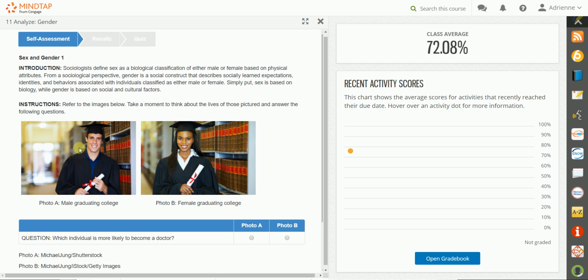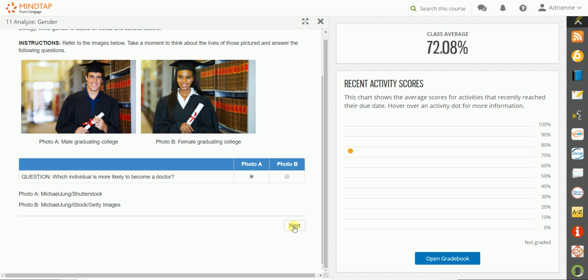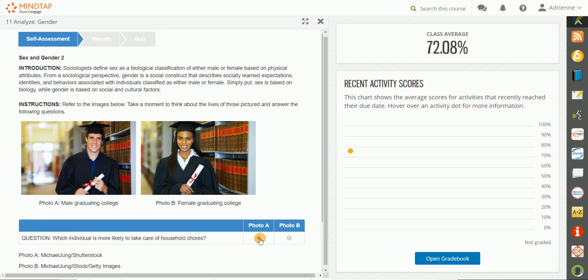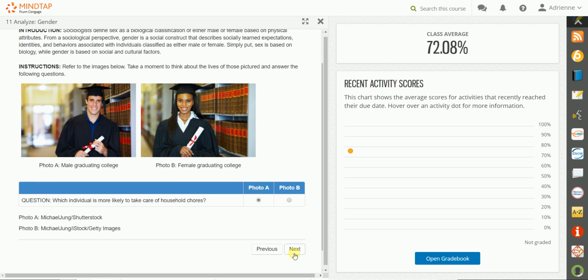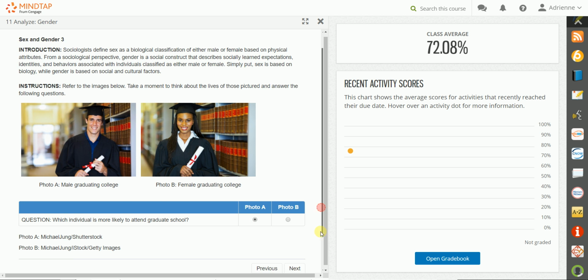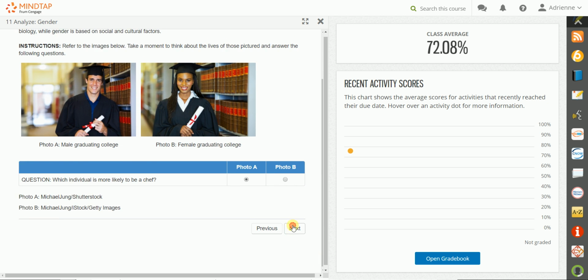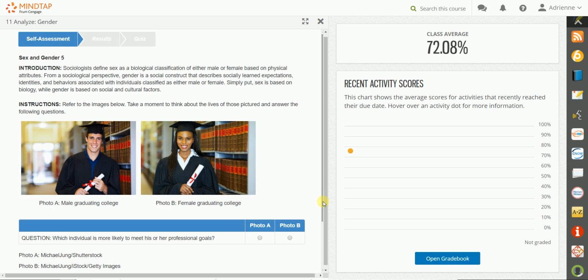their bias. So which individual is more likely to become a doctor? And I'm not really paying attention to this, so don't judge me too harshly. Which one does household chores? And so on and so forth. So I answer these questions. Every student would be different, and it can provide some really interesting data.